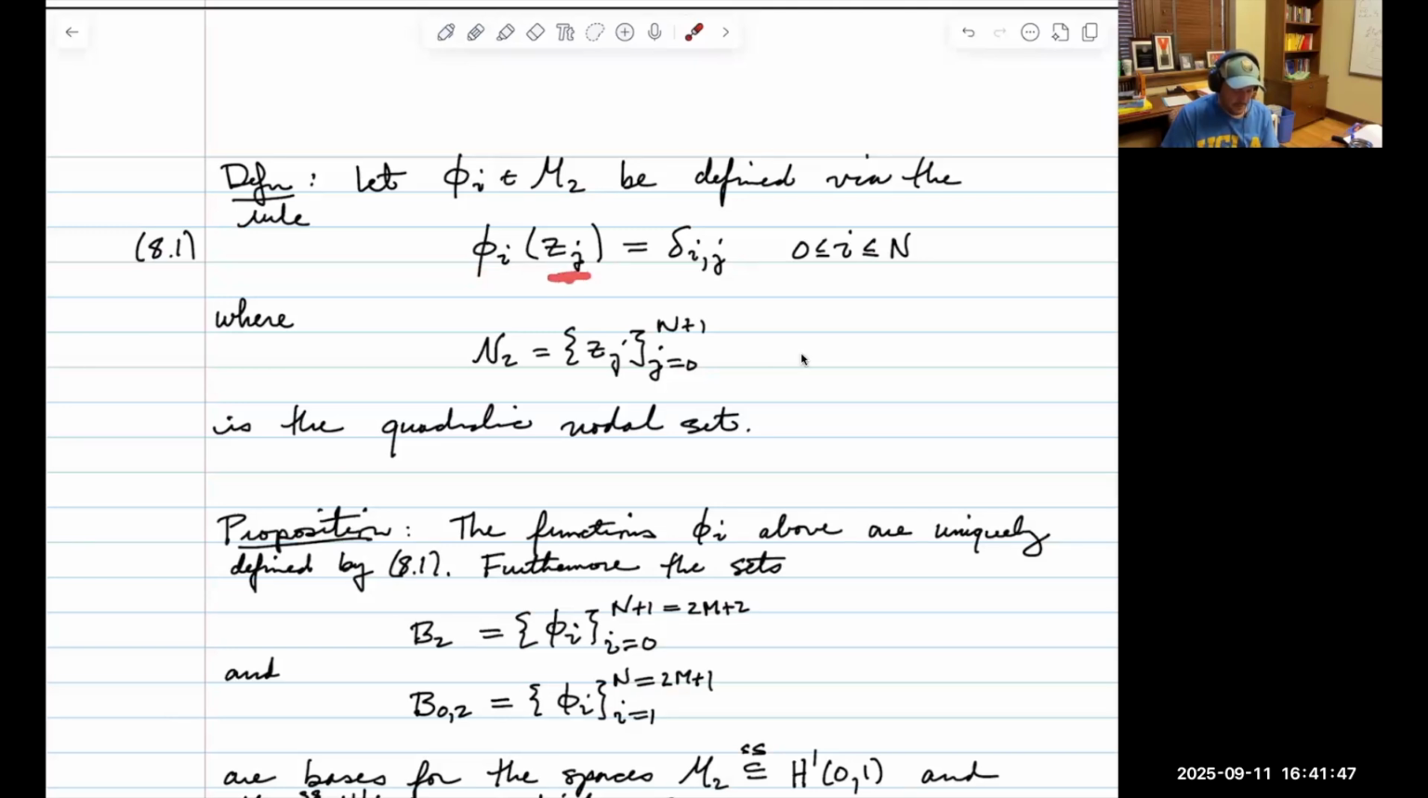So this requires my understanding that my nodal points are written like this, and these, of course, are my nodal points written in order, z0 up to z(n+1). This is the so-called quadratic nodal set. Maybe we'll write it here just to emphasize. So 0 is equal to z0, which is less than z1, which is less than, up to z(m+1), which is equal to 1, right? So it has this increasing order.